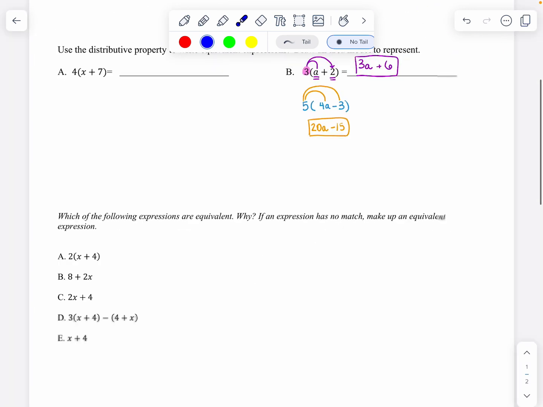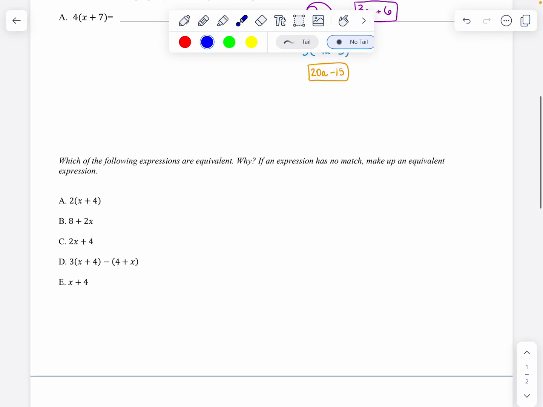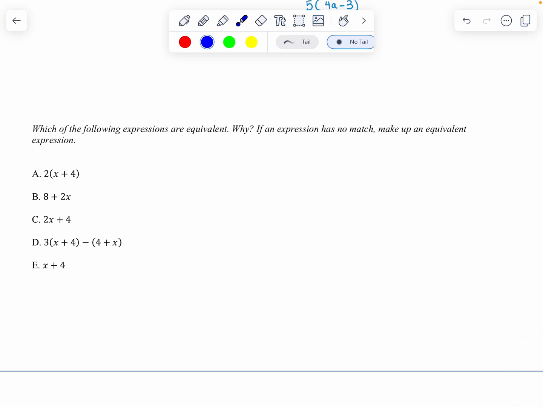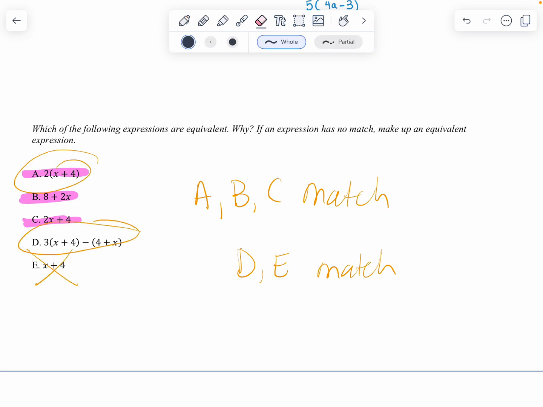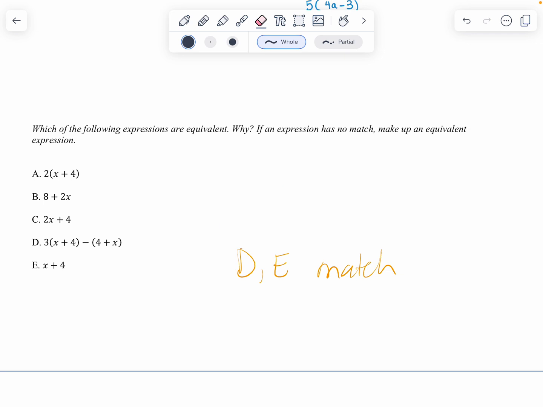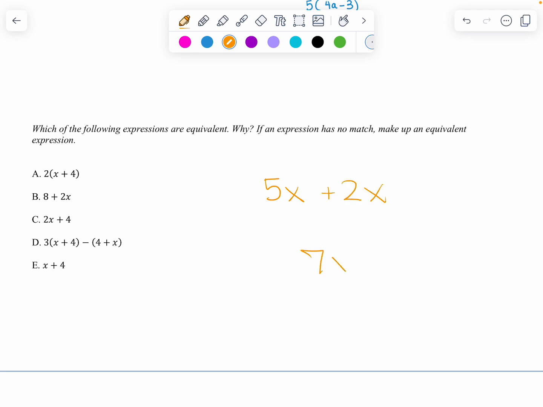Okay, that's distributive property. So all you need to do now is look at this equation, or this question, and figure out what matches. Do you think A and B are the same? Are A, B, and C the same? And you can highlight them the way that I did, or you can say, I think A, B, and C are a match, and D and E match, or maybe you think A and D match, but not E. So however you want to write that up, take a look at the ones that you see and figure out which ones you think are same but different. Like 5x and 2x is the same as 7x. These are equivalent, but they look different.